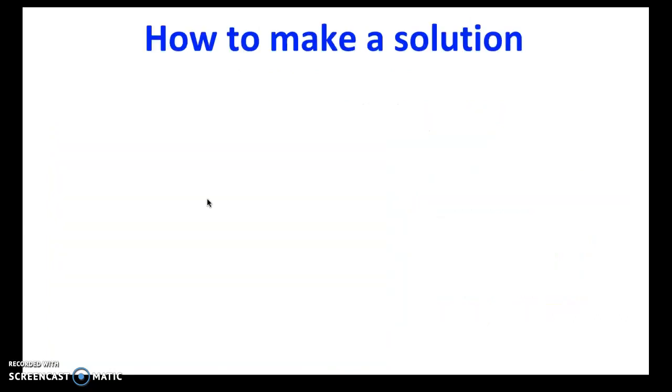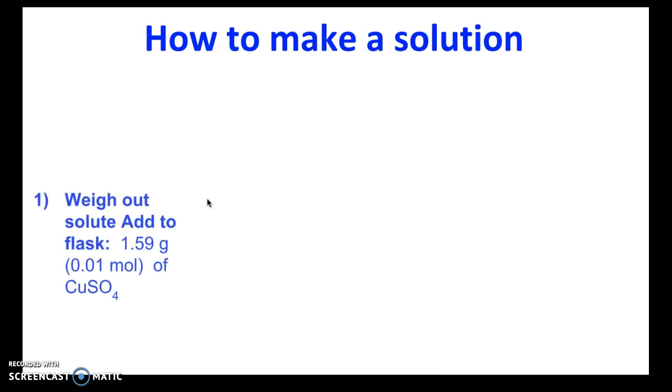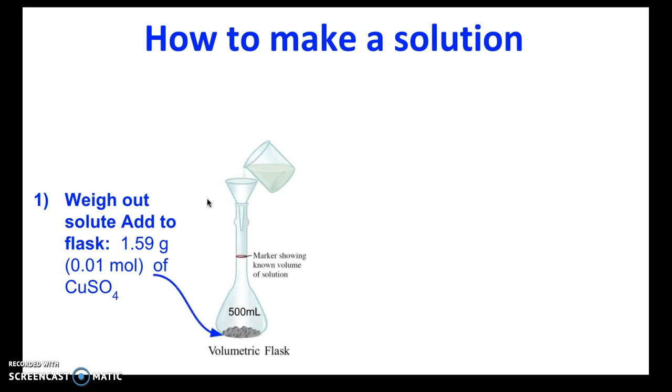Okay, so how do we make a solution with a volumetric flask? All right, the first step is you're going to have to weigh out your solute. So again, your solute will be your solid like Kool-Aid powder, or in this example, copper sulfate. And then once you weigh it out, you would add it to the flask. So here we just added the copper sulfate solid to our flask.